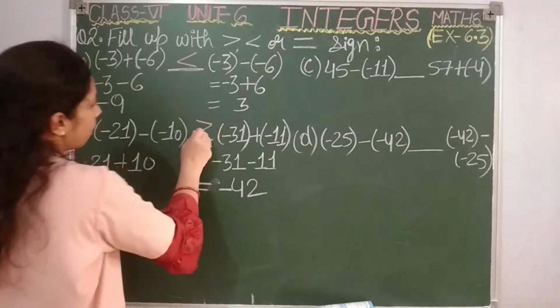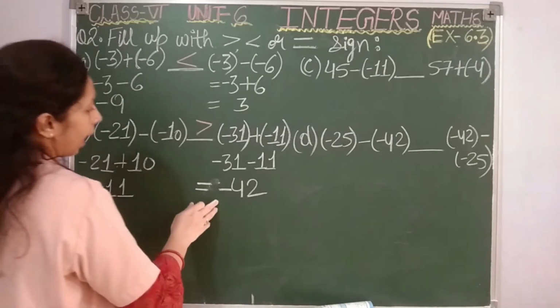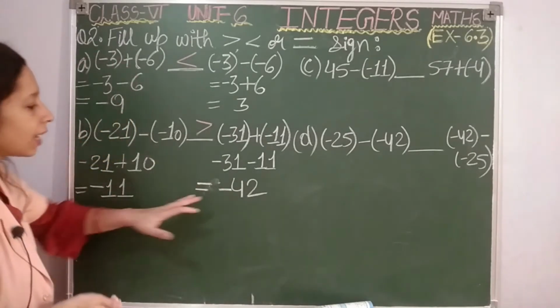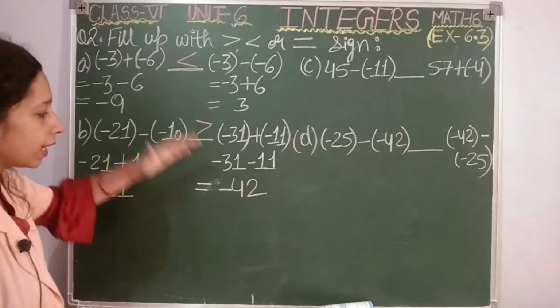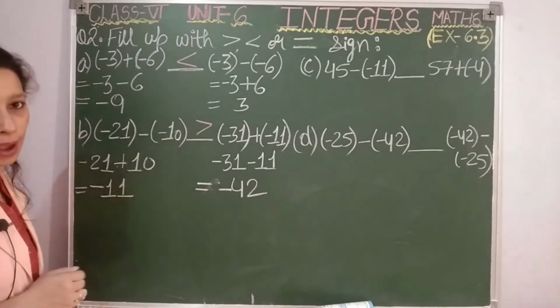As minus 42 is the greater number, and if you are taking it with negative sign, then for a negative number, as the number increases, its value decreases. That's why minus 11 is greater than minus 42.